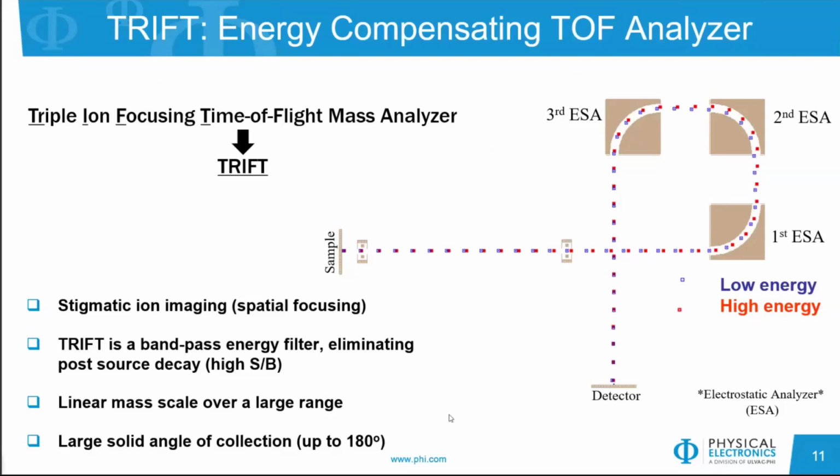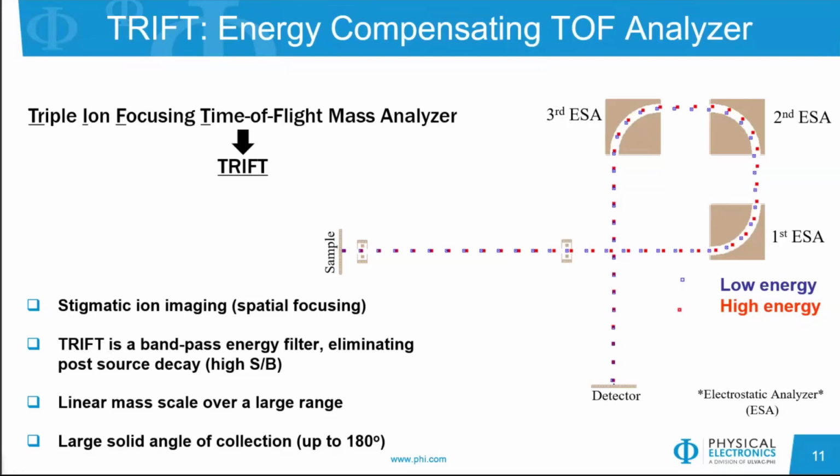The TRIFT is a bandpass energy filter, so it eliminates post-source decay, and you get high signal to background. The mass scale is linear over a large range, so you only need a few peaks to define a very large range of masses to calibrate, and you have a large solid angle of collection.